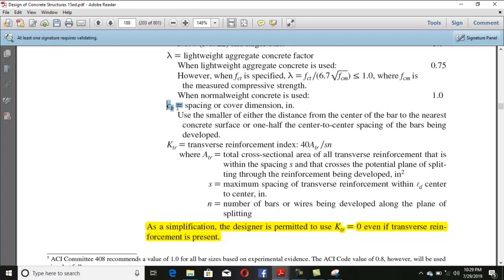So what Cb means, what is your cover? Okay. So let's see, this is very important. Use the smaller of either the distance from the center of the bar to the nearest concrete surface. Look, you have side cover, you have bottom cover, and as well you have center to center spacing between the bars. So what value you have to choose for Cb? Okay, you have to choose the minimum value amongst these three values.